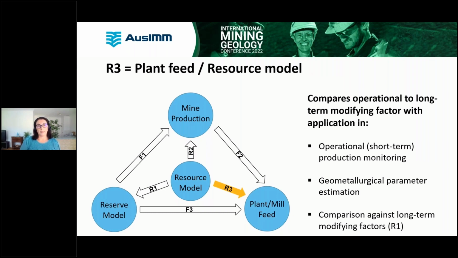The R3, the plant feed to the resource model. Here we're comparing the operational to the long-term modifying factor. And it's used for planning as it tracks that short-term modifying factor for comparison against that long-term modifying factor, the R1. So we're getting confidence in this long-term, but we're also going to get confidence in this short-term if this R3 is near 1.